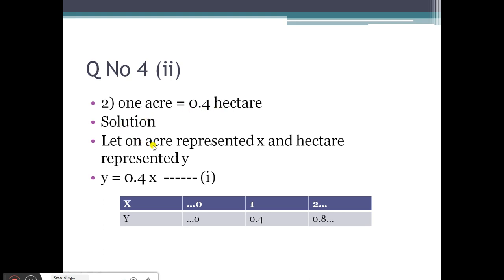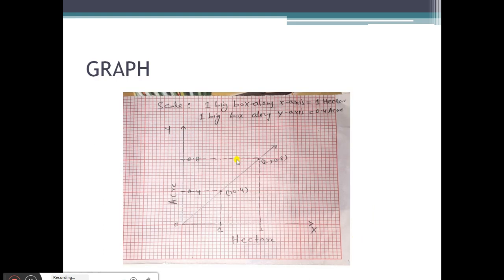Question number 4, part number 2: 1 acre is equal to 0.4 hectare. Solution: let acre represent x and hectare represent y. So y = 0.4x is our required equation, and (0, 0) is our first ordered pair, (1, 0.4) is our second, (2, 0.8) is our third. And the required graph: we plot it on the graph and a straight line is formed. One big box along the x-axis is equal to 1 acre and one big box along the y-axis is equal to 0.4 hectare.